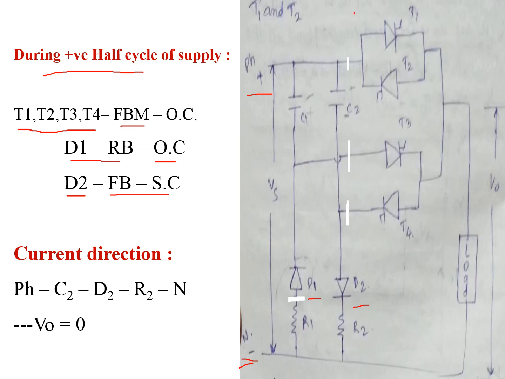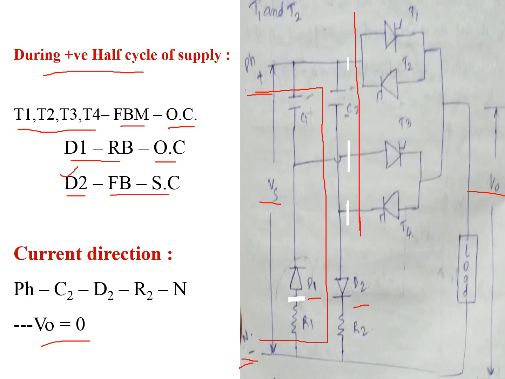Before applying the gating pulses to these thyristors, all of them act as an open circuit, which means there is no path for current from source to load. The voltage across the load becomes 0. But due to the conduction of diode D2, there is a path for current from phase to neutral in the direction of phase, capacitor C2, D2, R2 and N, that is, in this direction.